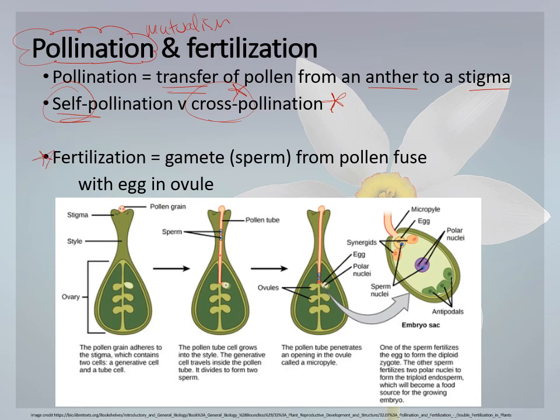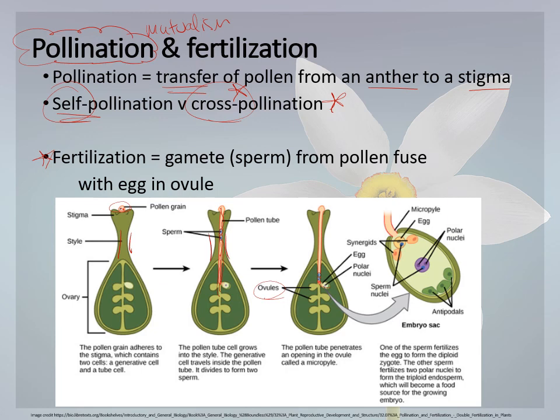Fertilization occurs after pollination. So pollination, we get that pollen grain on the stigma of a pistil. That pollen grain is going to grow a pollen tube down the style, that's that long neck of the pistil, through the ovary and into the ovules. There are sperm cells in the pollen grain. Those guys are going to go down that pollen tube and into the ovules where the eggs are. The eggs will be fertilized.